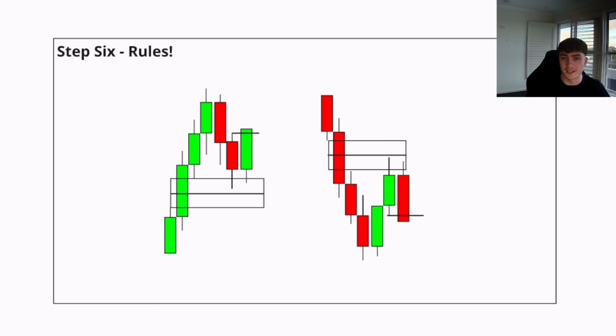Lastly, for step number six, we need to just cover some simple rules. For this setup specifically, you're going to always mark out your swing point like this, your highest price and your lowest price. Now, on your entry candle, I do not want to see a wick make equal highs with the swing point. I don't want to see the wick ever surpass the swing point. I want zero interaction from our entry candle with the swing point.